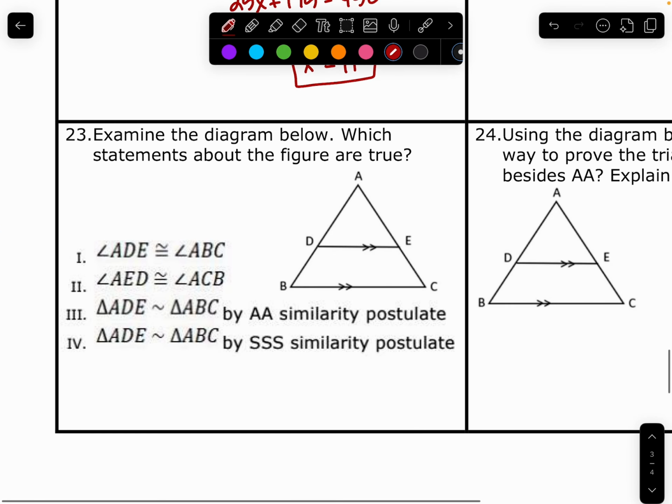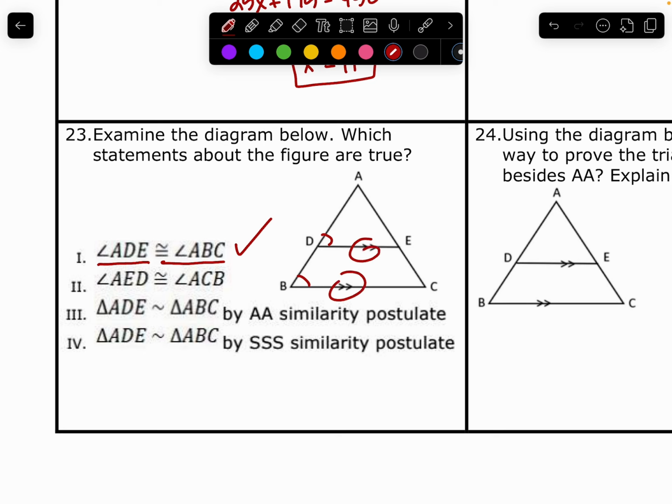All right, number 23, examine and figure out which statements are true. It says ADE, so that's this angle right here, is congruent to angle ABC, which is down there. That is true, because these are parallel. AED, which is over here, is congruent to ACB, which is there. That is also true. Triangle ADE, that triangle, is similar because of the AA similarity. Yeah, for sure. Angle, AA. So that is also true.